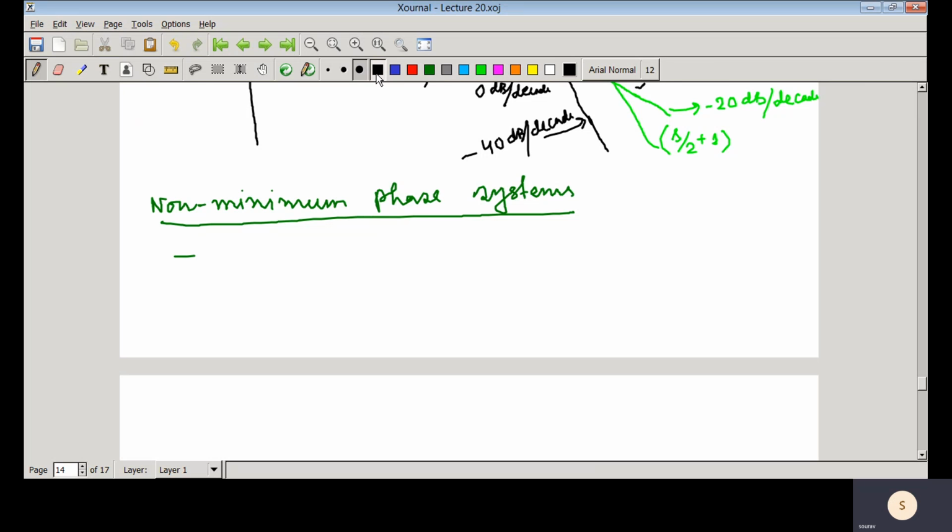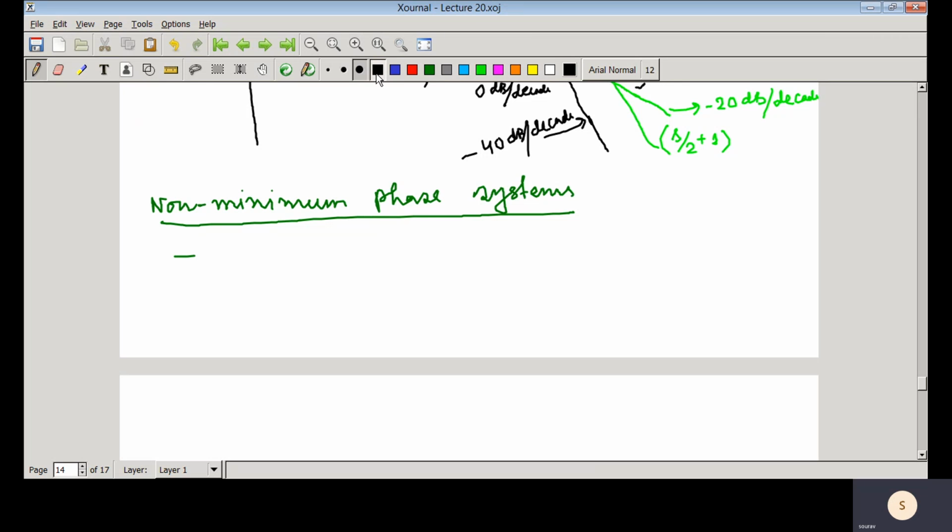So that means if you have a transfer function, and if the transfer function has poles and or zeros, that means if there is a zero on the right half of that S-plane, then it is called the non-minimum phase system. And by definition, if there is any pole or zero on the right half of that S-plane, but conventionally in control systems we normally say that if there is one zero on the right half of that S-plane, then it is non-minimum phase system.